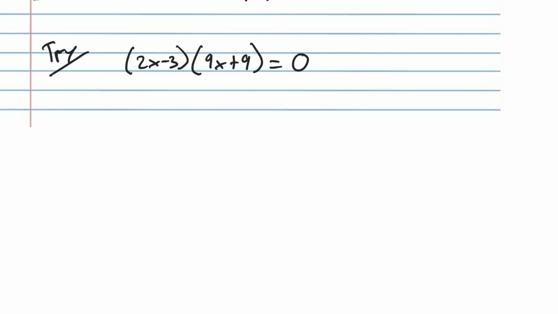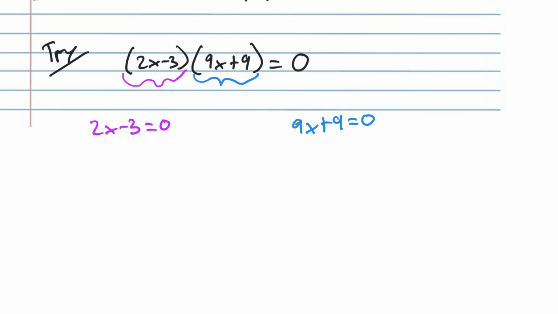All right, let's go ahead and check your work. It's already set up for us, so we don't need to do anything special. We're going to take this group and set it equal to 0: 2x - 3 = 0. And we take this group and set that one equal to 0: 9x + 9 = 0. Then we solve these 2 equations separately. It's a little more challenging than the previous example, but it's still something everyone should be comfortable with.